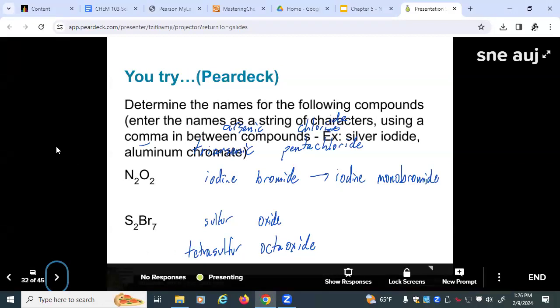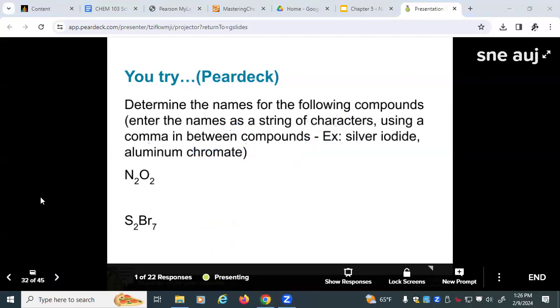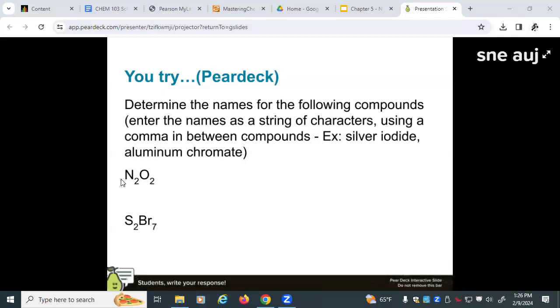All right, I've got a couple for you to try then. So the first one is N2O2. The second is S2Br7. So write the names of these 2 compounds in succession. So name the first one, put a comma, name the second one, and we'll see how we're doing in a couple of minutes.